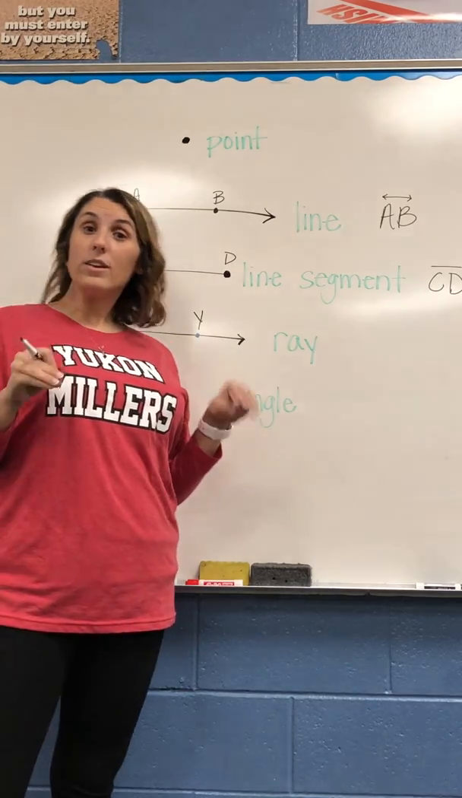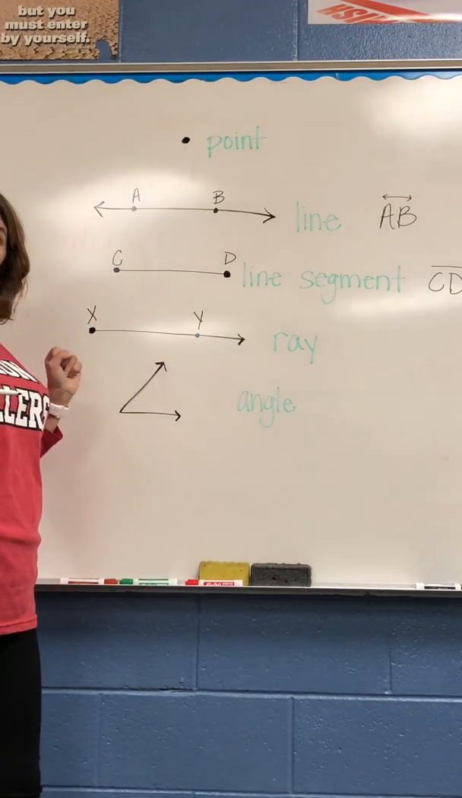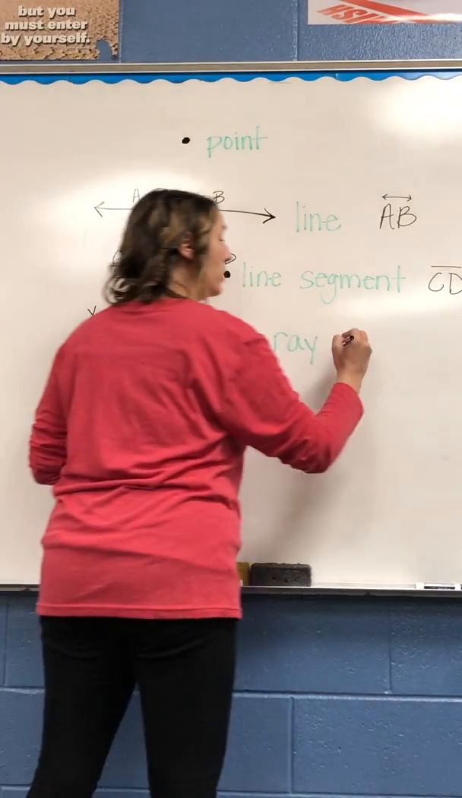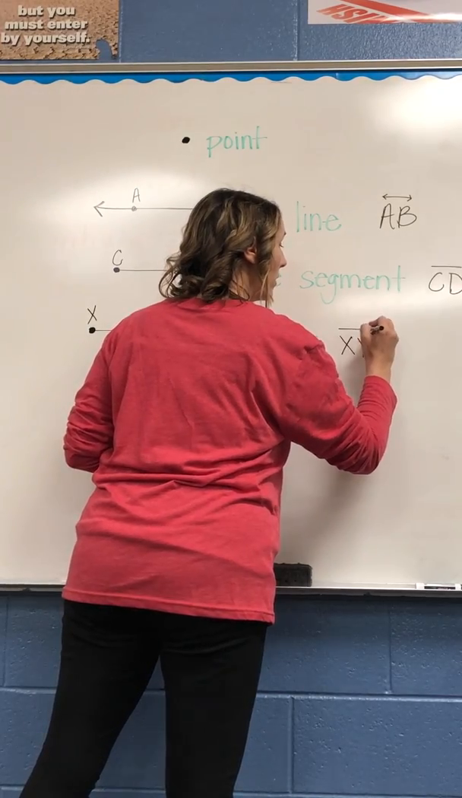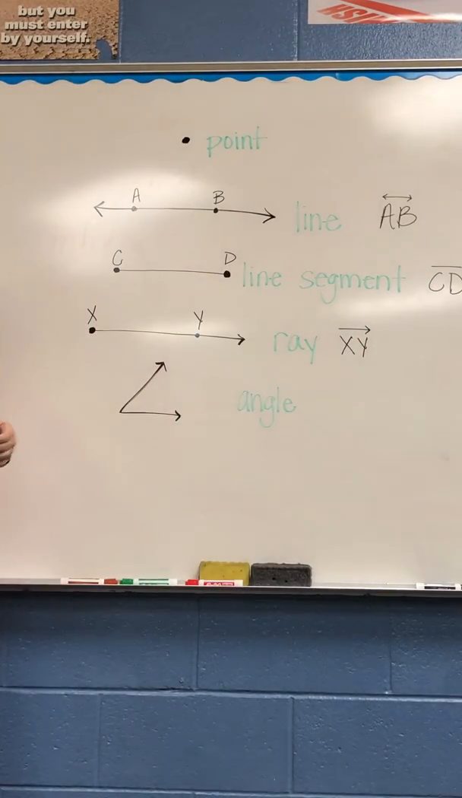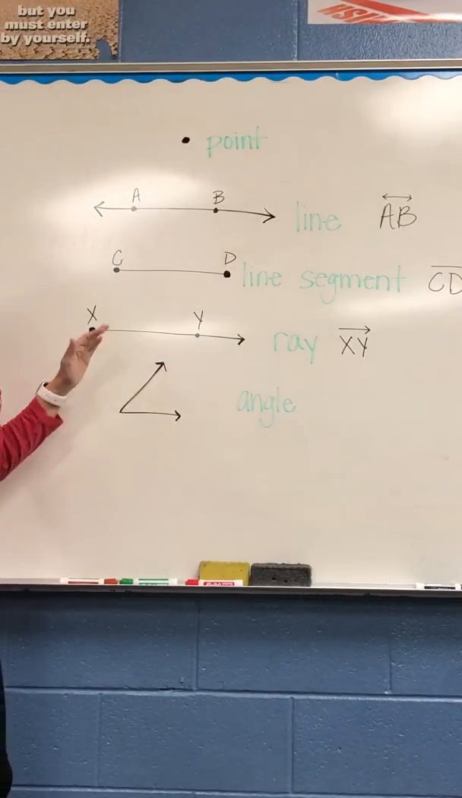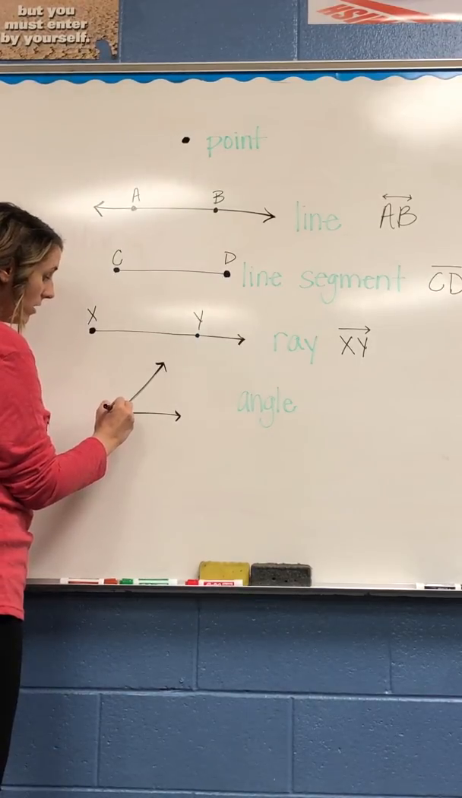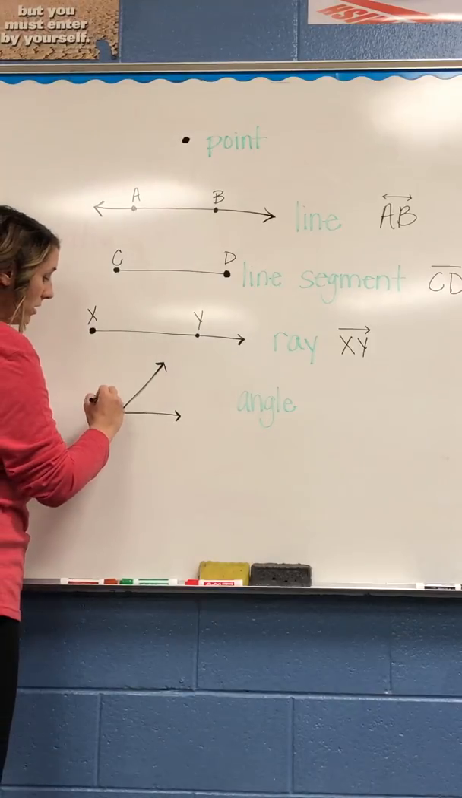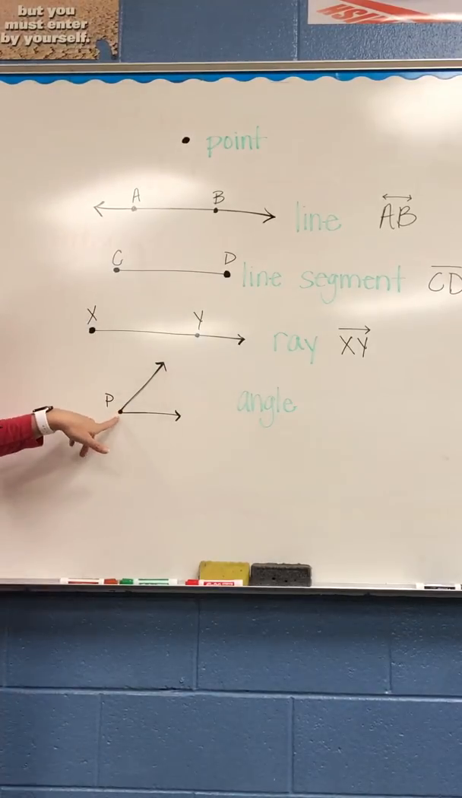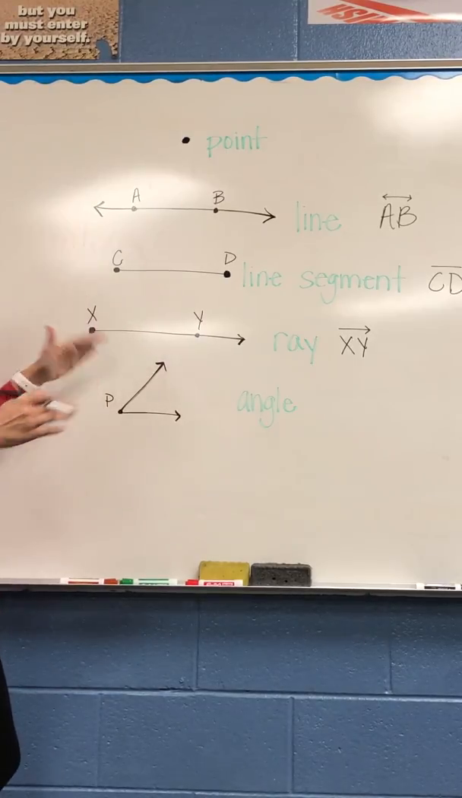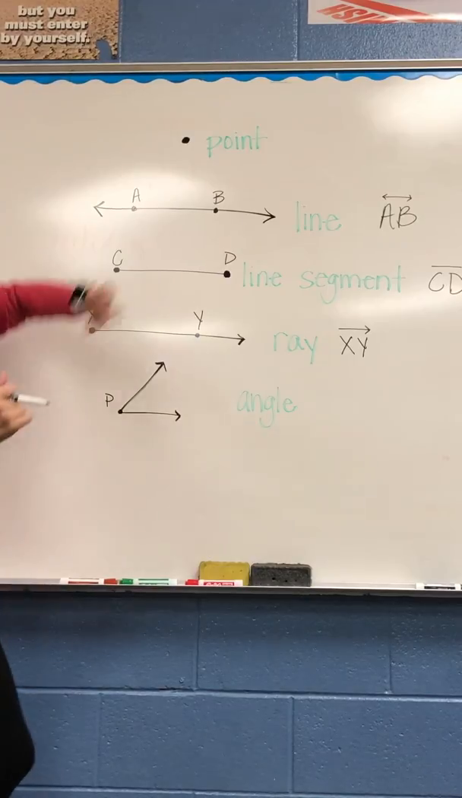Rays have a specific way that you have to name them, and you have to start with this endpoint. So this would have to be ray XY, okay? And if I wanted to write that over here, it would look just like that with its little ray hat on, okay? And then if we were to actually combine two lines or two rays or even two line segments and make them have a common endpoint, right there, let's call this point P. Point P makes angle P. Then you have an angle if you were to combine a couple of these together with one common endpoint, okay?